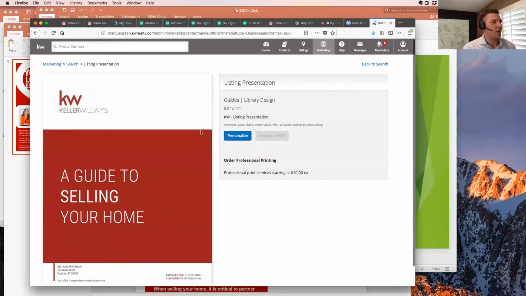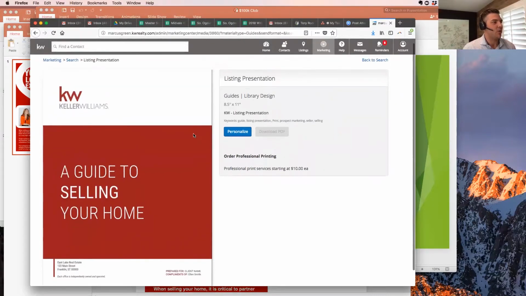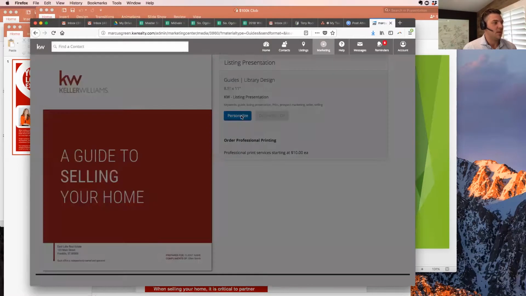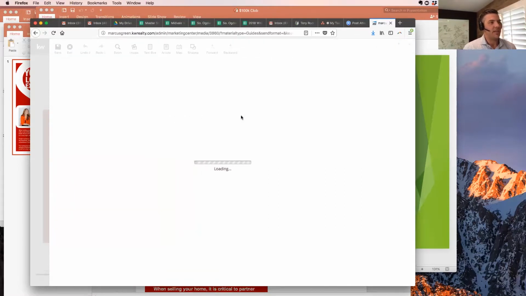I'm not going to walk you through every page of this one. I'm actually going to show you the one we've created for my team using the same template. As you go into this and click personalize it, everything inside of this listing presentation is fully customizable. It's going to pull in all your contact information and your logos, all of that for you. It takes a minute to load because it is a bigger document. But the key here is two things.